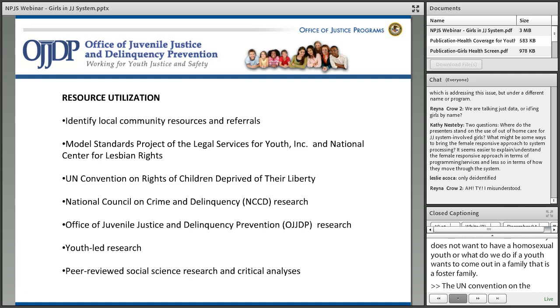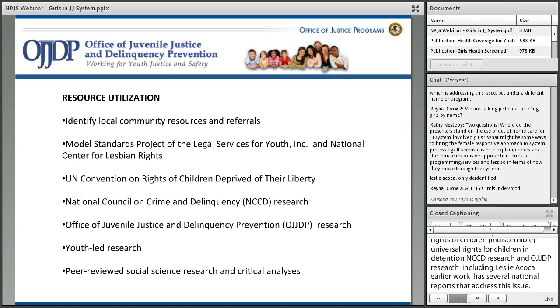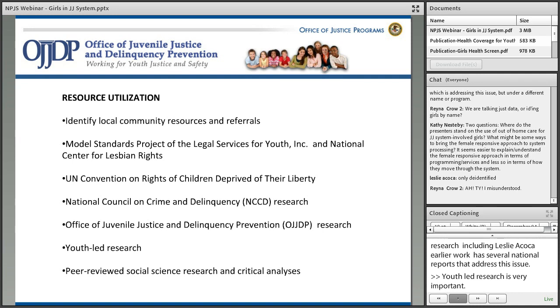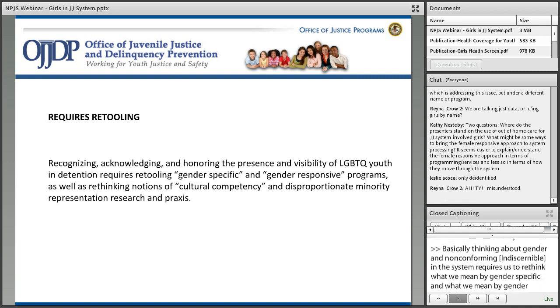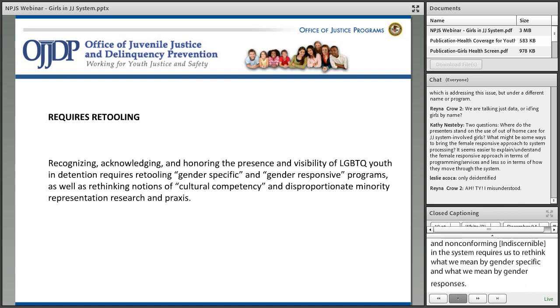Youth-led research is very important. When they do it, the reports they issue are exactly to the problem. And there is peer-reviewed social science research and critical analyses. Basically, thinking about gender nonconforming and queer youth in the system requires us to rethink what we mean by gender specific and gender responsive, as well as culturally competent and trauma informed. We need to remember not to assume all the young people we work with are heterosexual, and to make it a safe place.